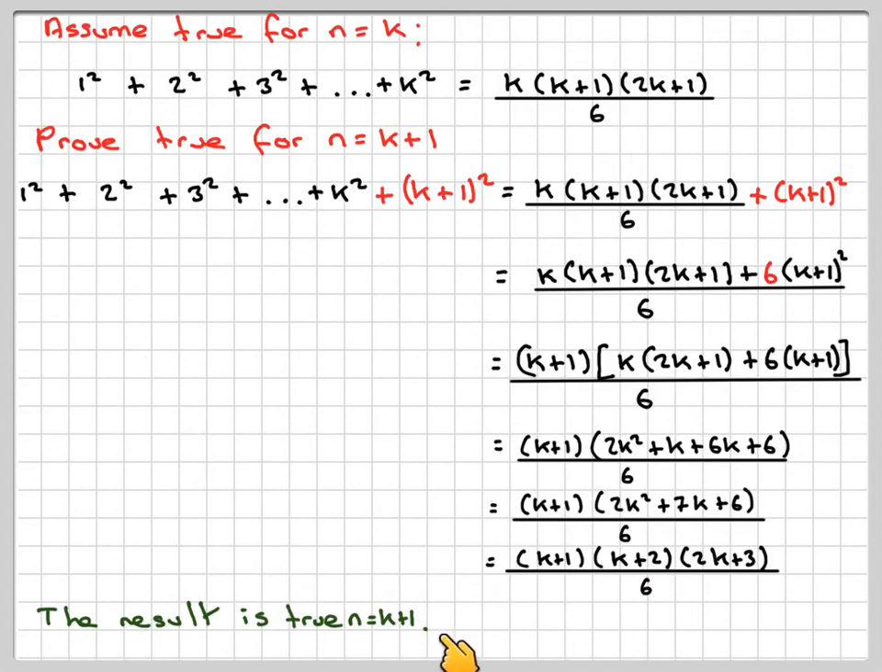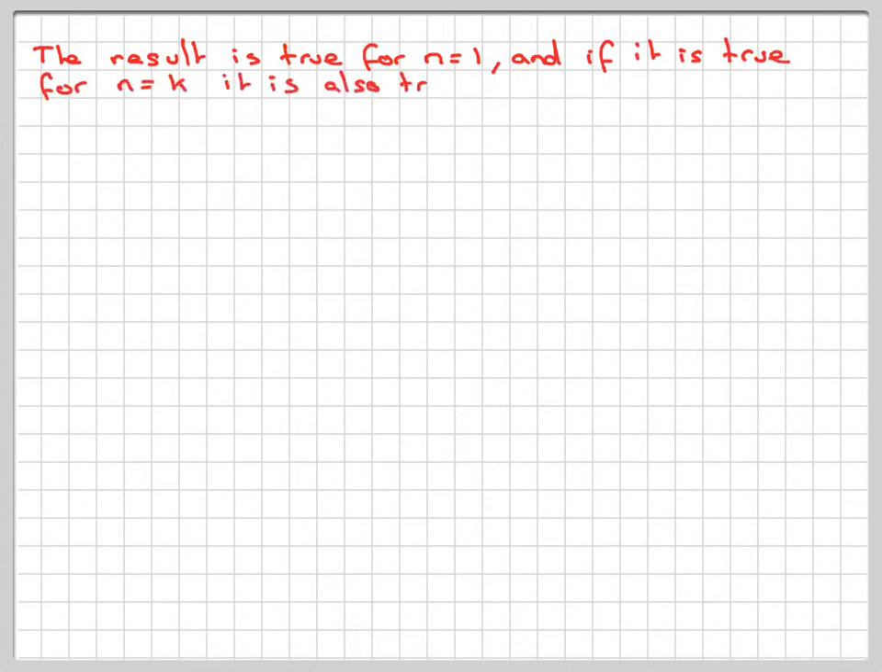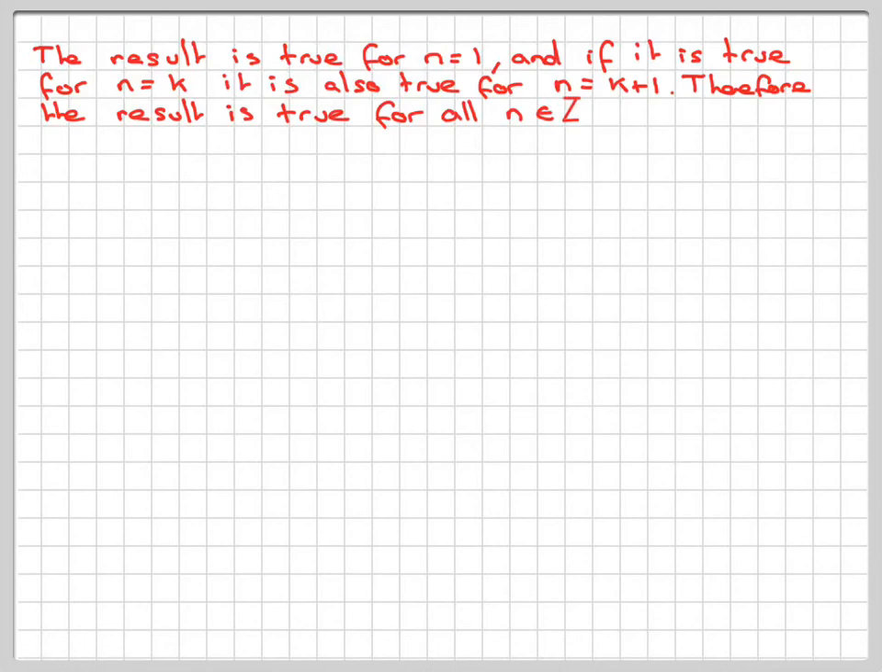So the result is true, because we can compare this by, if we put k plus 1 into this is what we would get for n is equal to k plus 1. And therefore, don't forget to write down the conclusion. The result is true for n is equal to 1, and if it's true for n is equal to k, it is also true for n is equal to k plus 1. Therefore, the result is true for all n belonging to Z plus by the principle of mathematical induction. So the positive integers, is what we mean.